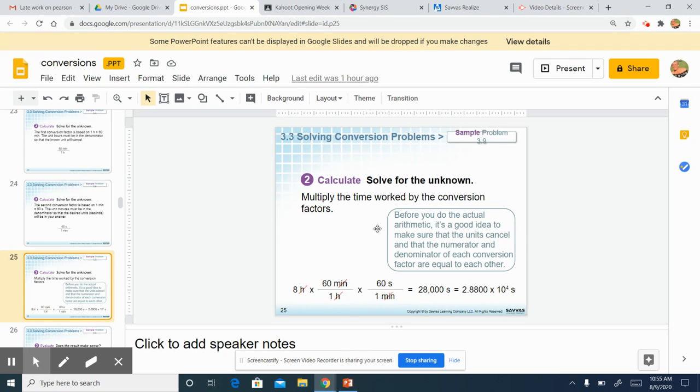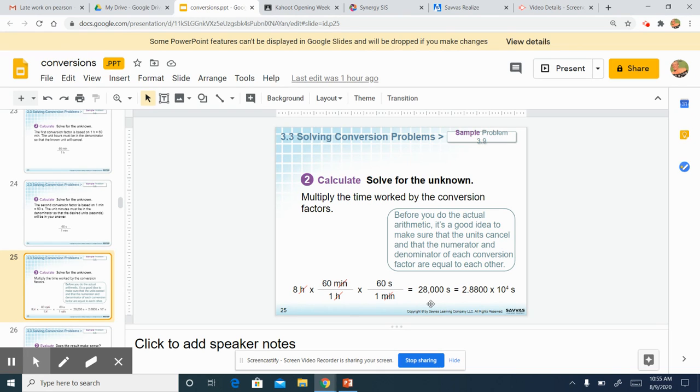And then they've got a little balloon here, and it says, before you do the actual math, it's a good idea to make sure that the units cancel. Absolutely true. Make sure your units cancel so that the numerator and denominator of each conversion factor are equal to each other. If you multiply everything across the numerator, and we've got just ones in the denominator, so you'll get 28. Let me see.